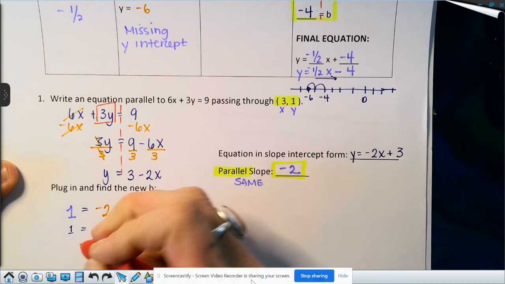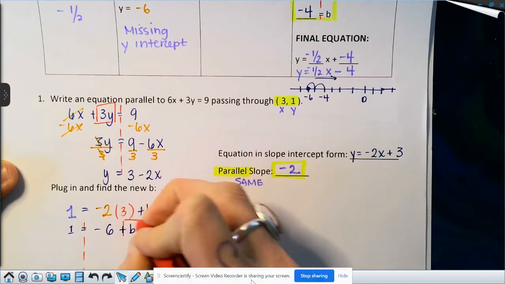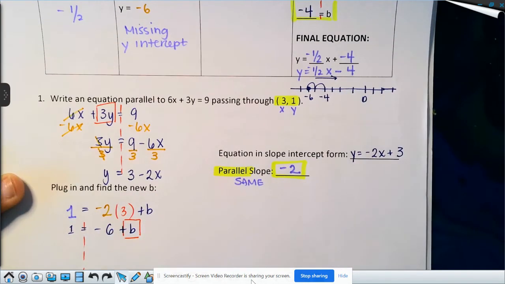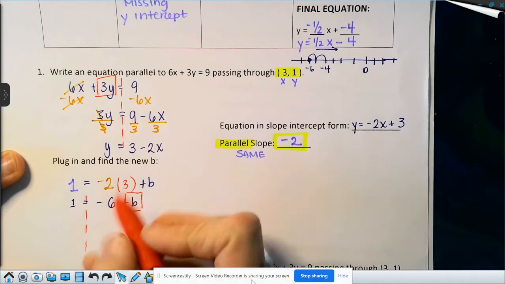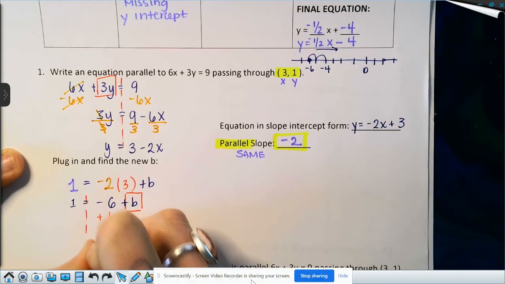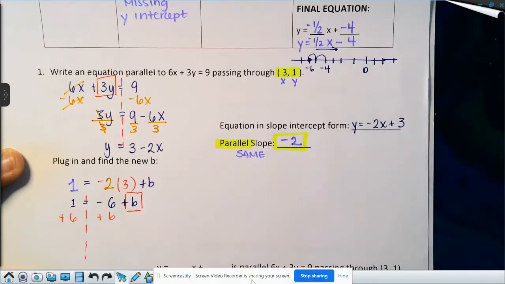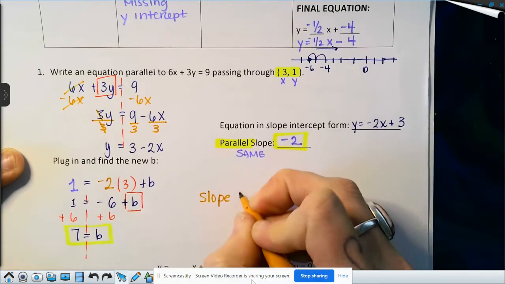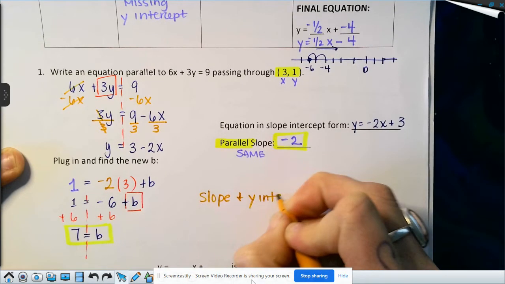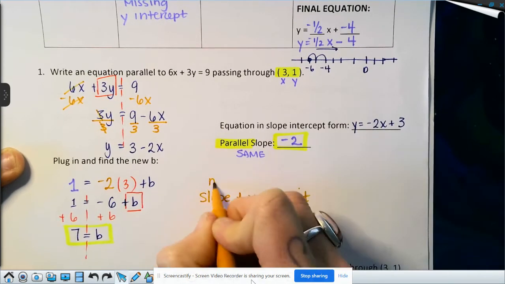So again, we're going to be really neat and hold ourselves accountable, because these are likely to be on the EOC. So we need to start good skills now, good organization. To get b by ourselves, we're going to add 6 to both sides. So 7 equals b. We now have our new b, because the two things you need, remember, are slope and y-intercept, which is our m and our b value.